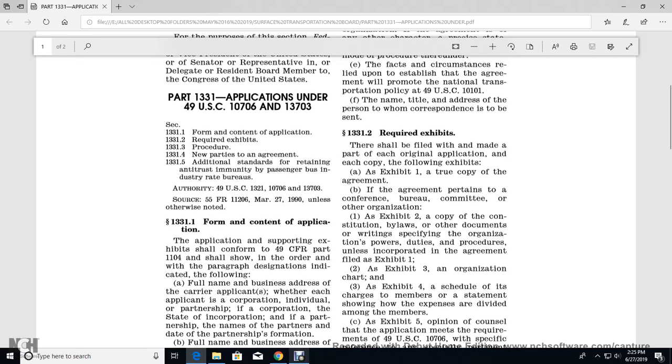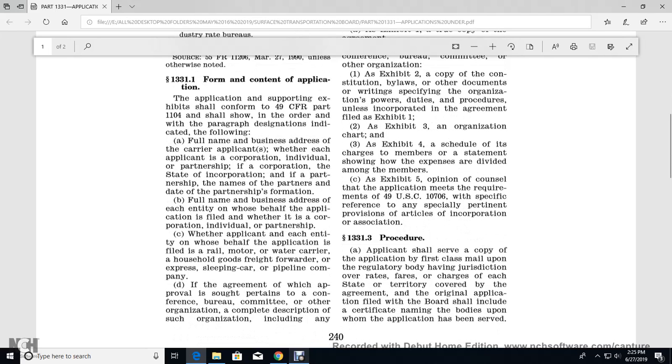They file with exhibit 1, exhibit 3, the organization charter. Exhibit 4, a schedule of the members of the charter and a statement of how the expense is divided among the members. Exhibit 5, the opinion of counsel that the application meets the requirements of Title 49 United States Code 1076, with a specific reference for the applicant to any special provisions of the articles of incorporation or association.